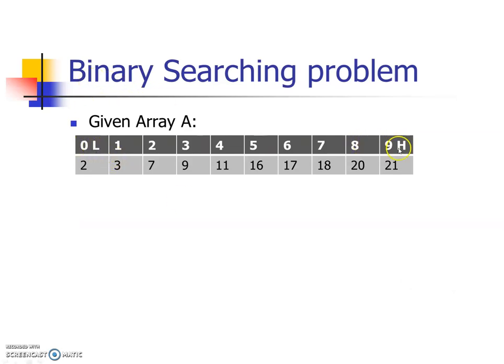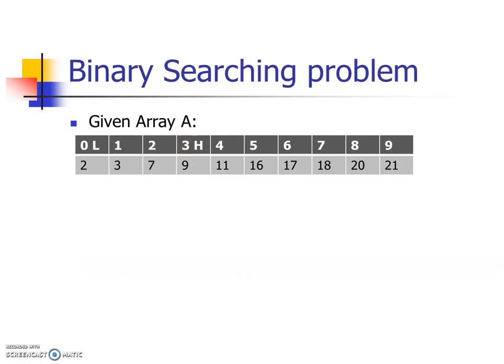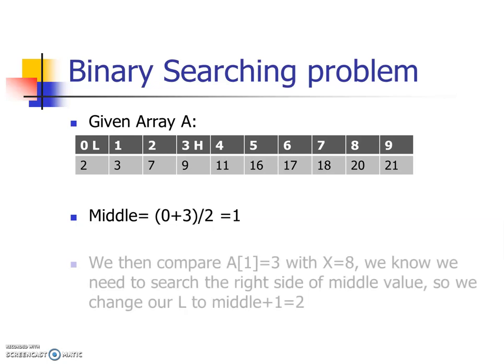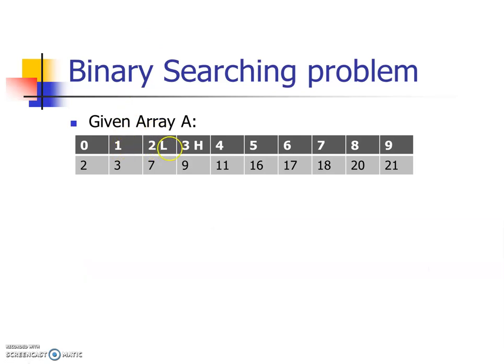With the low index 0 and high index at the end, finding the middle value gives us 4. Compare 11 with the value of x, which is 8. We understand it's on the left side, so we need to move our high index to the left of the middle index. You can see that we threw half of the elements away with that one comparison. When we do that, low and high are 0 and 3. Finding the middle index gives 1. Compare 3 with 8. We know the element we want to find is on the right side of the middle index. So we change our low index to 2, with high index at 3.